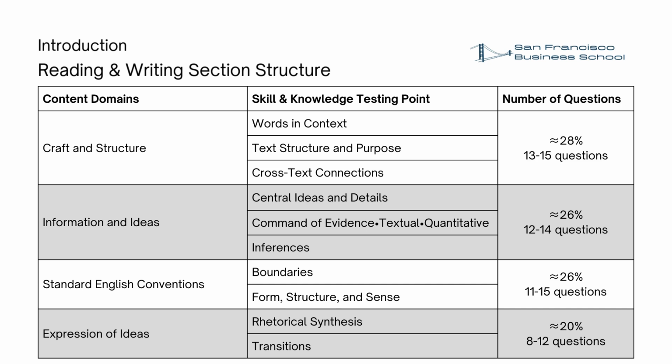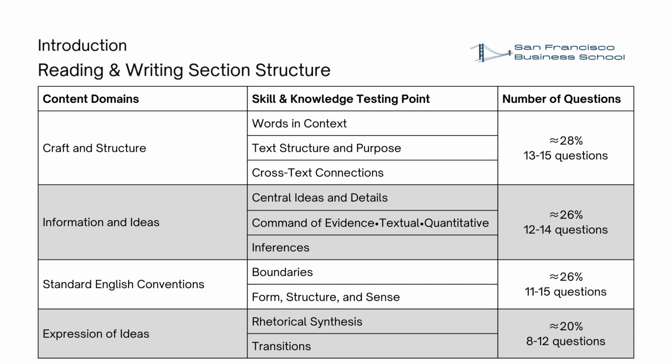Standard English conventions content domain measures the ability to edit text to conform to core conventions of standard English sentence structure, usage, and punctuation. Standard English conventions content domain has 2 skills and knowledge testing points. These are boundaries and form, structure, and sense. Roughly 26% of the questions in the reading and writing section will come from the standard English conventions content domain. That makes around 11 to 15 questions.